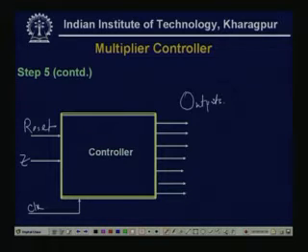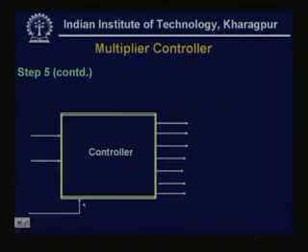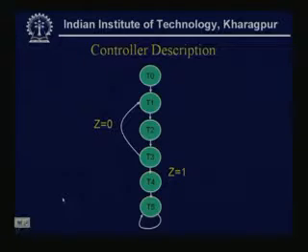Now, we have to see that step 6 will be the state diagram of the controller. The controller must initiate a set of operations in a specified sequence. Therefore, it is modeled as a sequential circuit. So, the state diagram of the unsigned multiplier controller we can draw in this way.